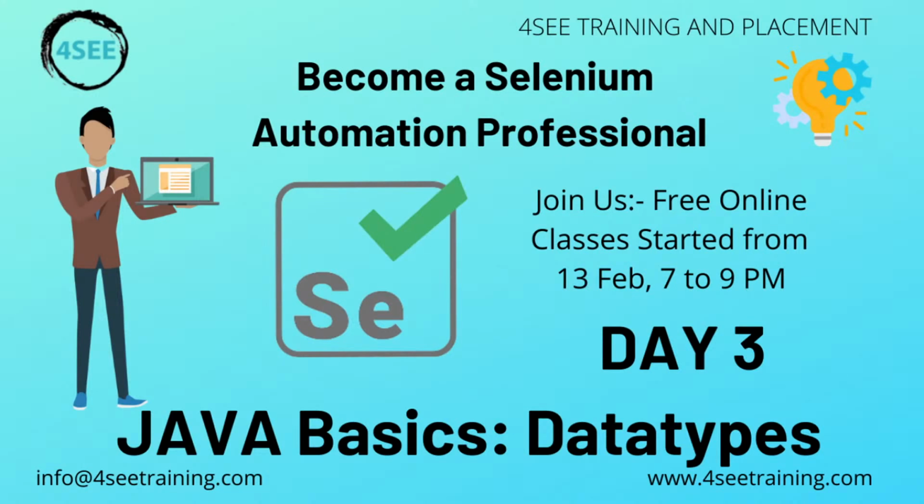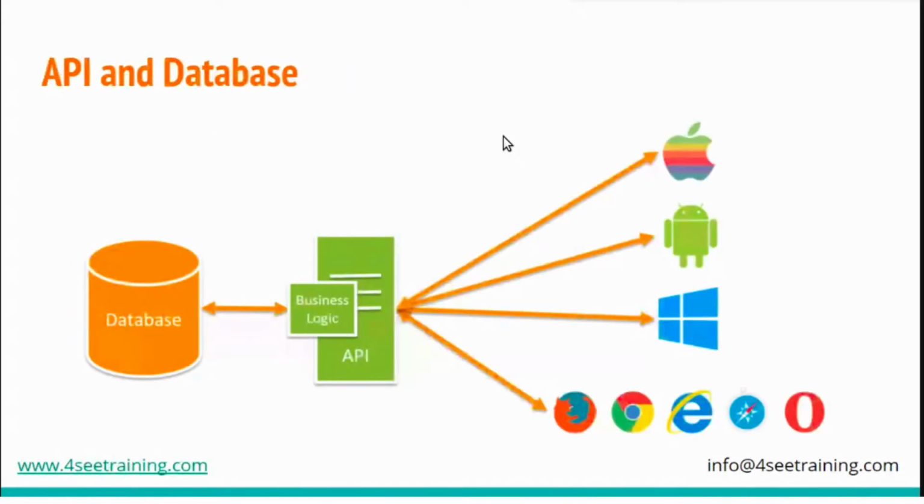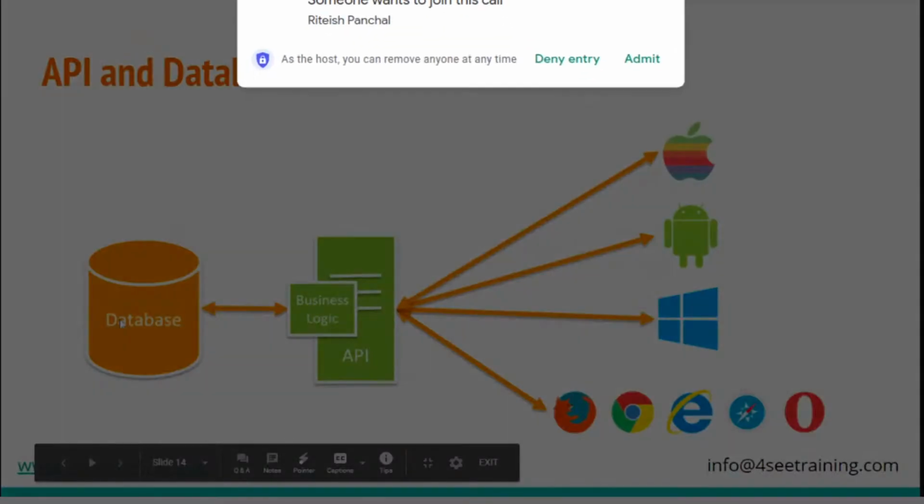Then we discussed the cloud, what is cloud. We discussed AWS, Google Cloud, and Microsoft Azure. We also discussed in session 1 that APIs are the bridge between your application and the server. And last but not least, we discussed databases. Databases are used to store data.